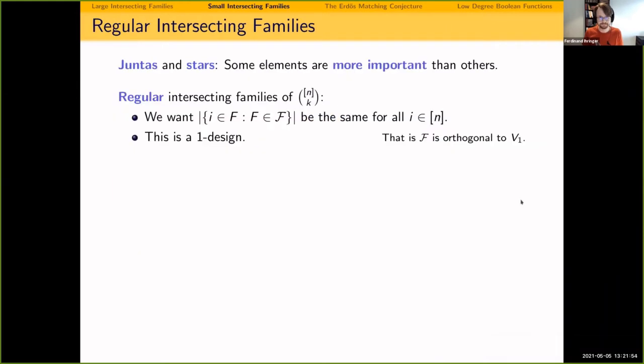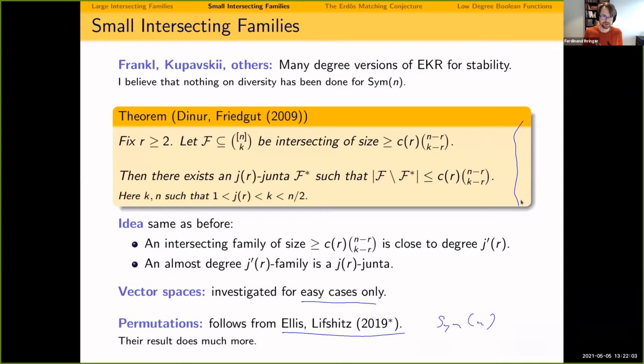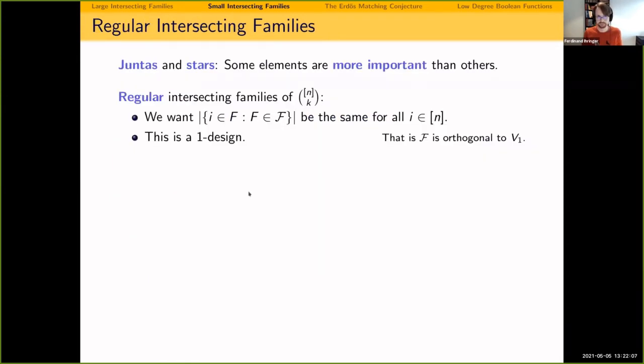Now, that is what we have about still relatively large intersecting families, but not too small yet. And now anything that is a little bit larger is a junta or a star. So we have a small set of elements which are more important than others, because we can relatively well decide if something is in our family or not by looking at the small subset.